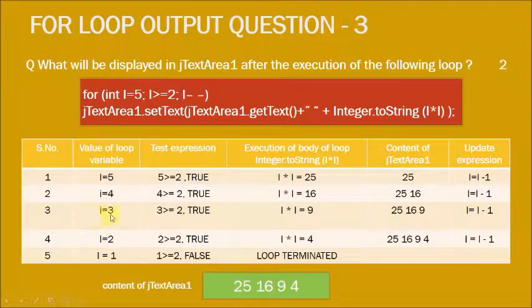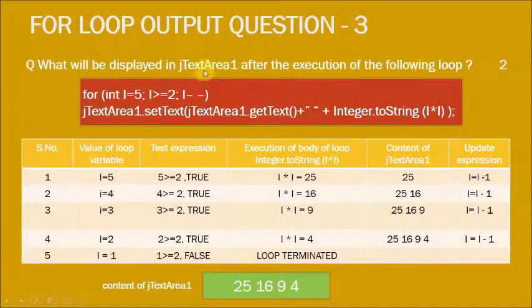So in the third iteration, the value of i will become 3. 3 is greater than or equal to 2, yes, the condition is true, so again the loop body will be executed. As the value of i is 3, 3 into 3 will become 9. Now it will get the text stored in jTextArea1. In the previous iteration, the content of jTextArea1 was 25 16, so this content will be concatenated with the result of this expression, which is 9. So it will become 25 16 9, and this will be set in jTextArea1.